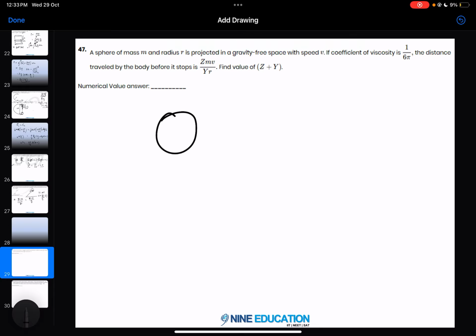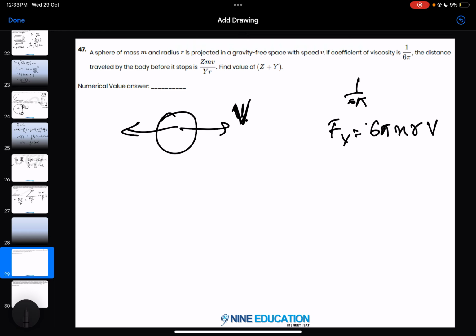In gravity free space, a spherical object is given velocity v, and the coefficient of viscosity is 1 by 6 pi. So the resistive force on the spherical object is given by minus 6 pi eta r v, and the minus indicates that the force is in the opposite direction. Eta is 1 by 6 pi, so the force is simply r v.